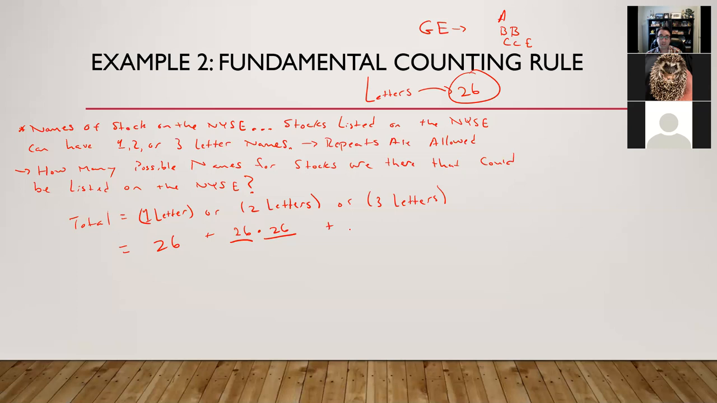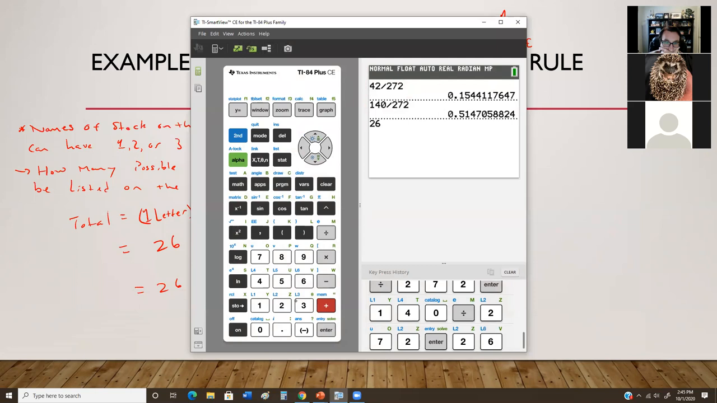Now you can see, let's calculate the number of ways you can select three letters. So how many options do you have for the first letter? 26. And then how many do you have for the second letter? 26. And how many do you have for the third letter? 26. So the total number of ways would be 26 plus 26 squared plus 26 cubed.